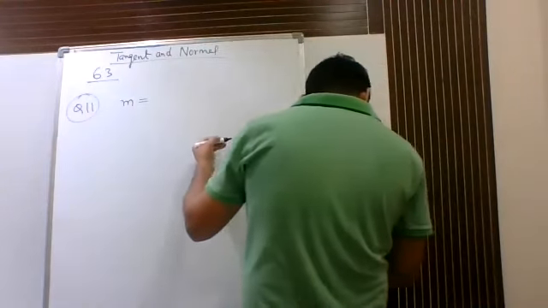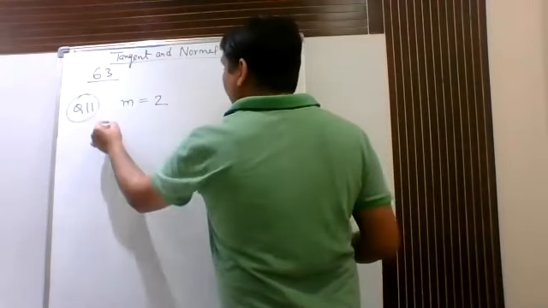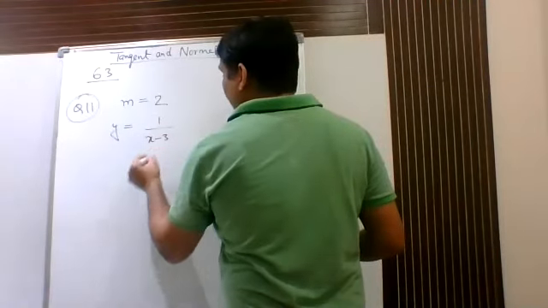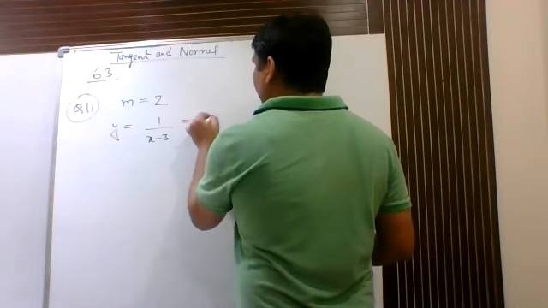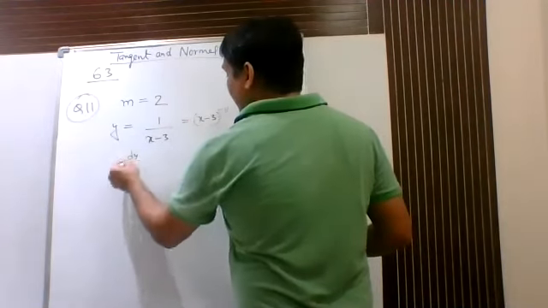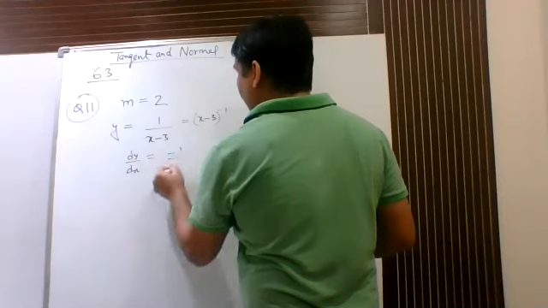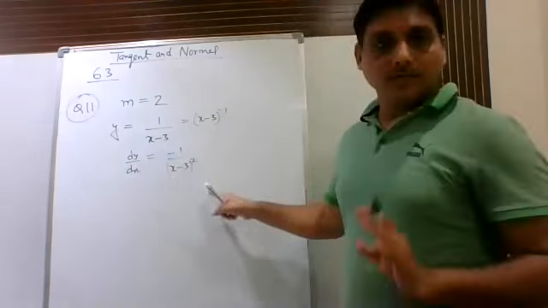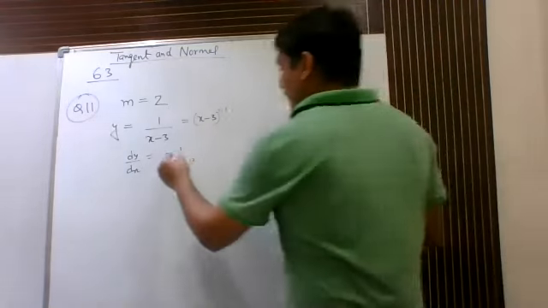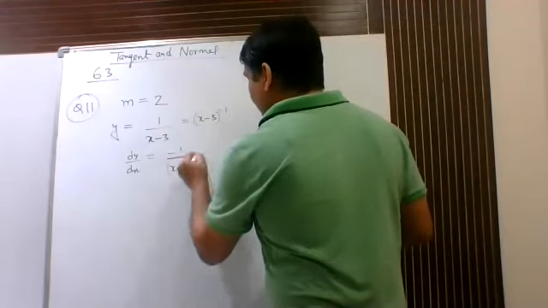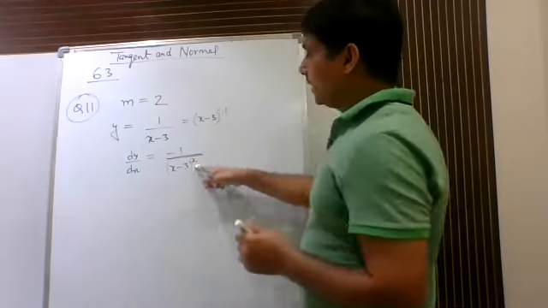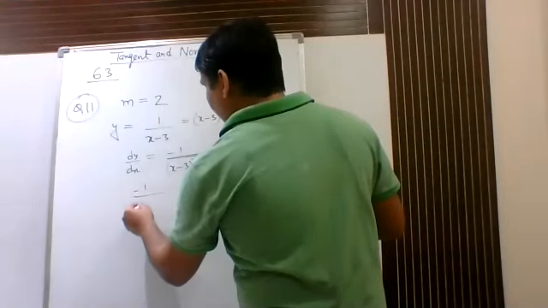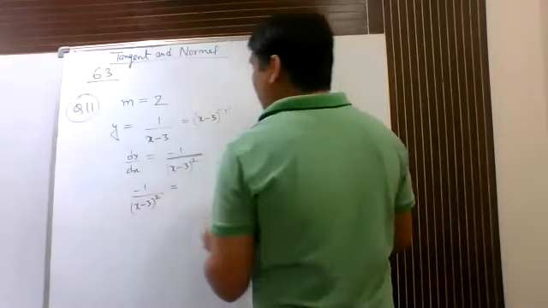So here the slope of the tangent is 2 and the curve is given as y is equal to 1 upon (x minus 3). So the first step is to take the derivative of this. This is how you can take the derivative: dy upon dx will be minus 1 upon (x minus 3) to the power 2. This is the derivative using the chain rule. Now after taking the derivative, you will just equate this with this one. When you equate it, you will get minus 1 upon (x minus 3) whole square is equal to 2.